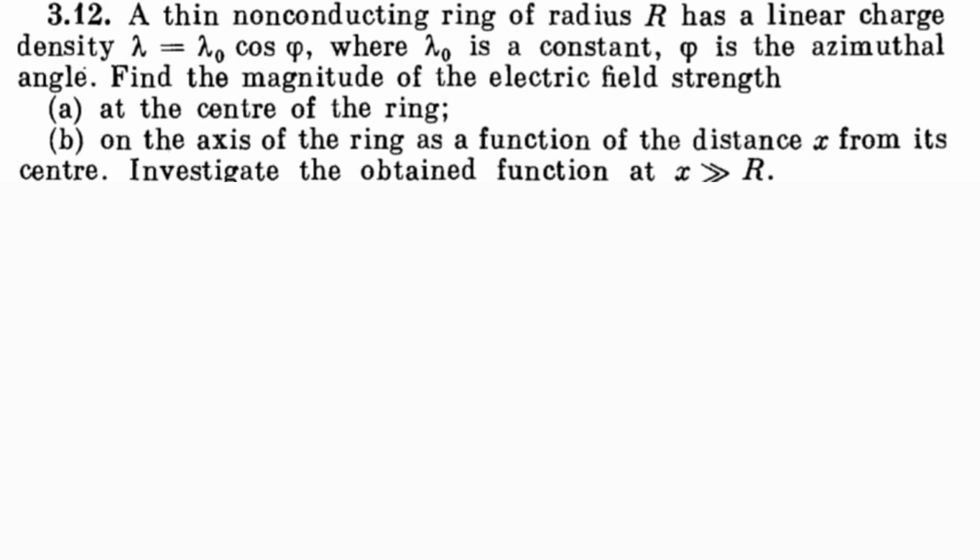Find the magnitude of the electric field strength at the center of the ring and on the axis of the ring as a function of the distance x, and then investigate the obtained function for x greater than r. If we begin this problem, we need to first understand the orientation of charge. To understand it, we are considering a ring like this.